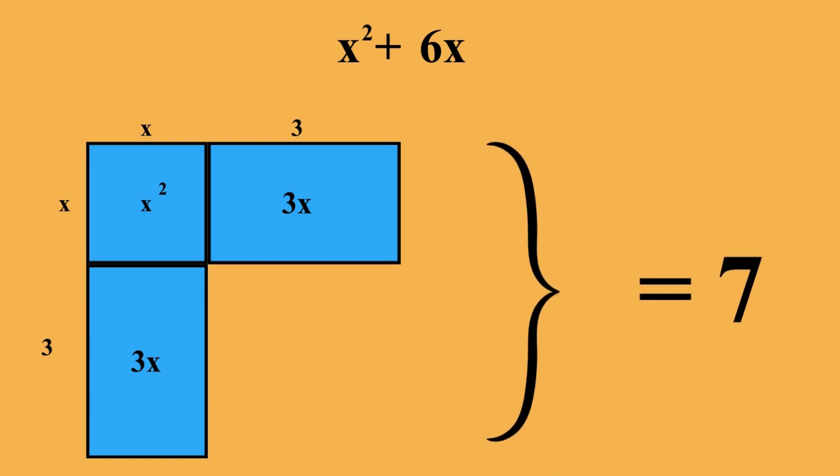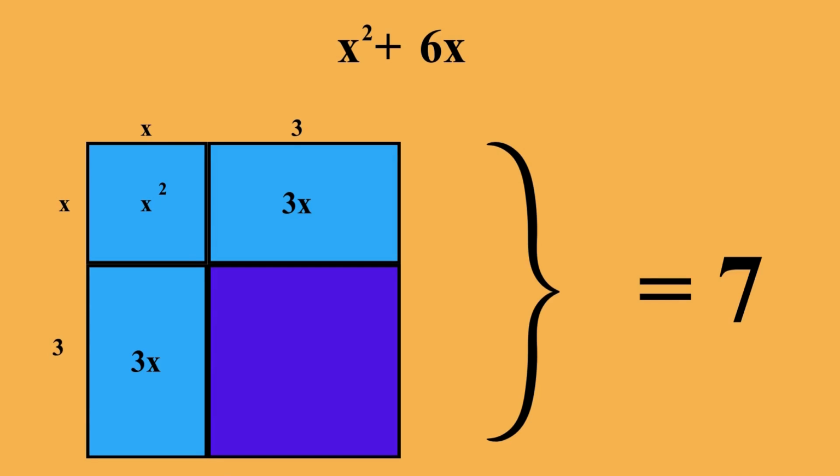Now again, you can notice that there's a section in there that's missing from completing our square. That's going to be represented by this purple region right here. The length of these are going to be 3 and 3, which means the area of this purple square is going to be 9. Since we added 9 to our diagram, we also need to add 9 to our equation. So we get that the entire thing here is equal to 16.